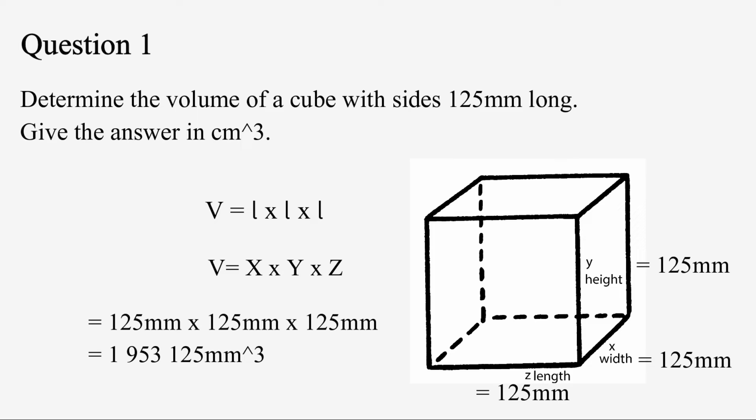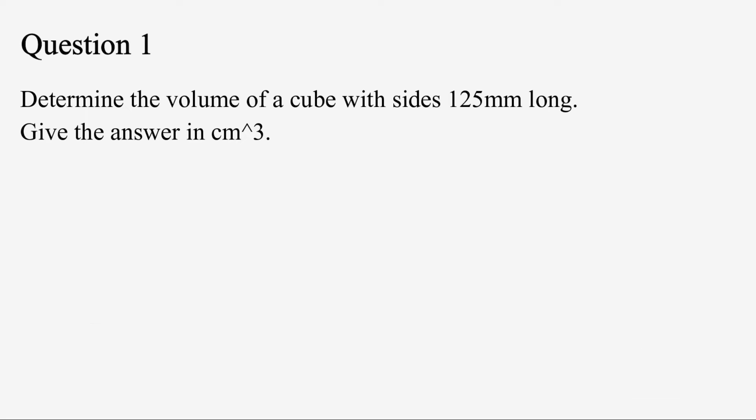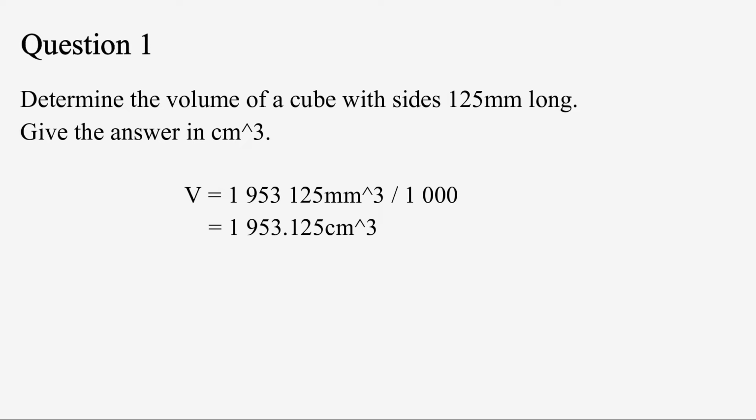That'll give us a total of 1,953,125 millimeters cubed. Okay, but they want their answer in centimeters, so we're going to divide by 1,000 because according to our guidelines earlier, there are 1,000 cubic millimeters in 1 cubic centimeter. And our final total will be 1,953.125 centimeters cubed.